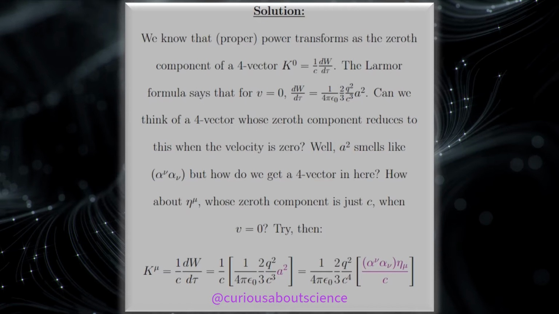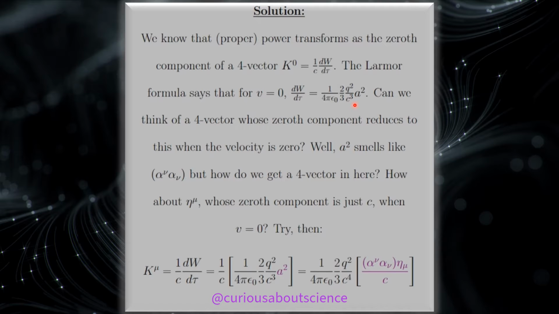All right, so in our solution, what we need to know is that the proper power transforms as the zeroth component of a 4-vector, k0, which when we discussed this was 1 over c, and if it's the power then it's dW over d tau. And the Larmor formula says that for v equals 0, the power dW d tau is equal to 1 over 4 pi epsilon naught 2/3 q squared over c cubed a squared. So that was back in the original formulation of the Larmor formula.